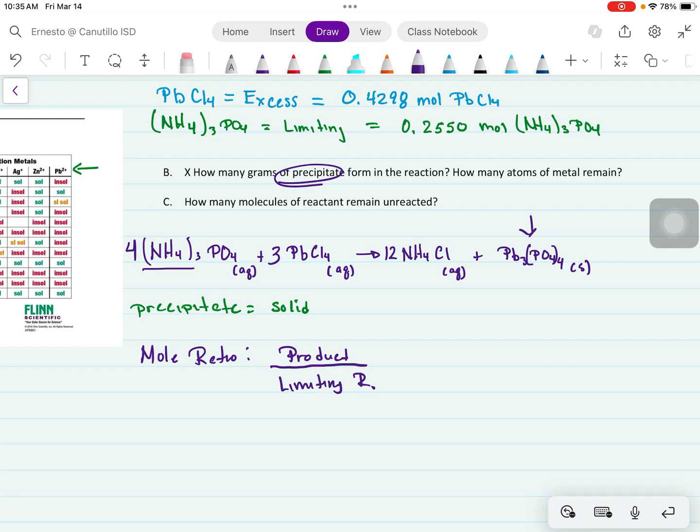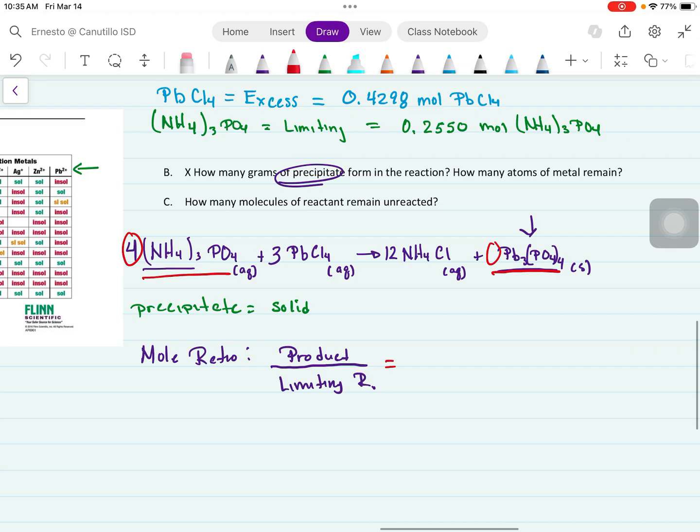Which I'm going to abbreviate. So we're looking for this product, and I'm going to do this in red now. We're looking for this product, and we already know that this one is our limiting reactant. So I'm going to take the mole ratio that exists from here to here. That gives me a 1 to 4 ratio. Now, I cannot write it like this. I have to write it in expanded form. So that means I'm going to write it as 1 mole of lead phosphate over 4 moles of ammonium phosphate.